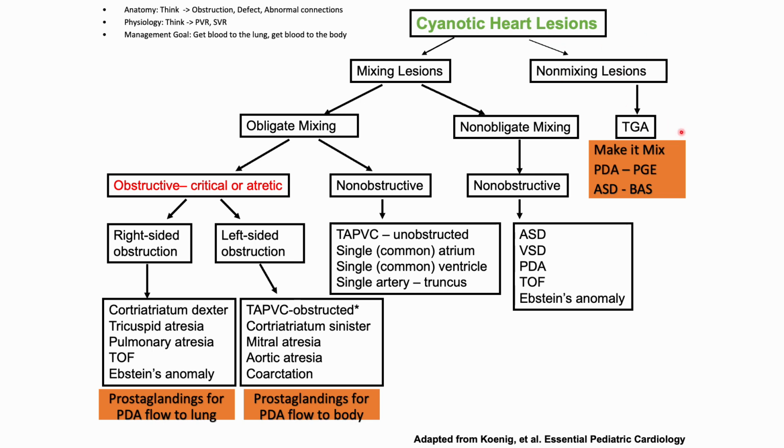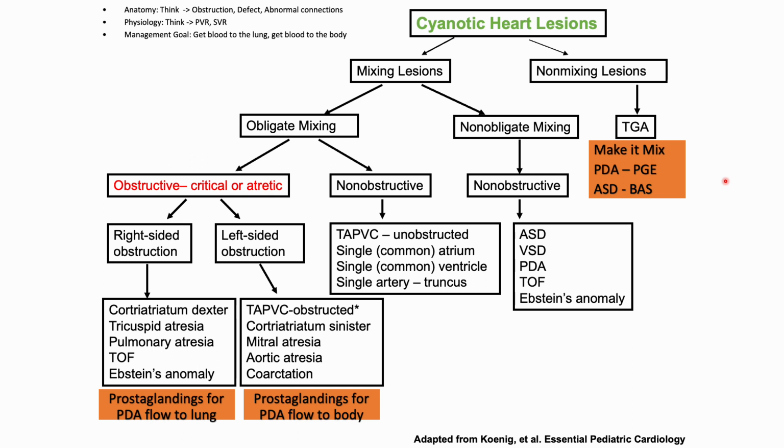I'm going to take TGA out. First of all, it's a non-mixing lesion. The patient is desaturated. You diagnose TGA on echo, and if there is an intact septum with absolutely no mixing, that baby will not make it because the blue blood is going back to the body and the red blood is going back to the lungs. You need to make the blood mix.